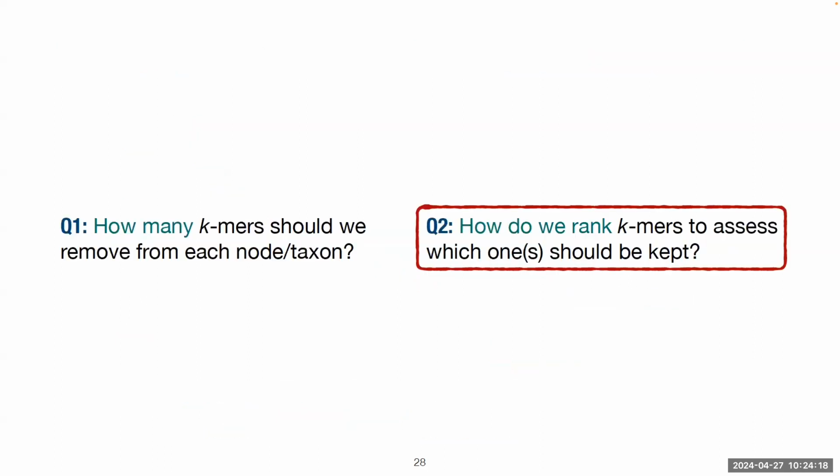The other question is about ranking. Which k-mers should we keep? Which k-mers should be sampled from the entire collection to represent the collection well? Again, the baseline is random selection. You can just randomly remove k-mers until the size constraint is satisfied.